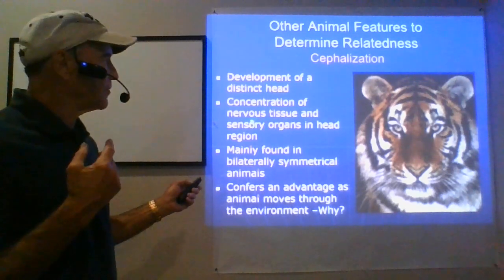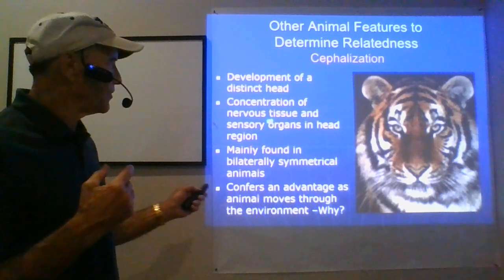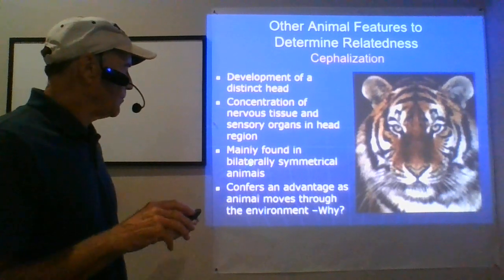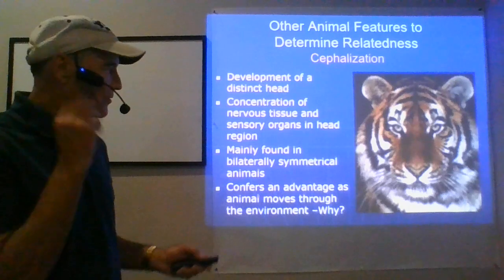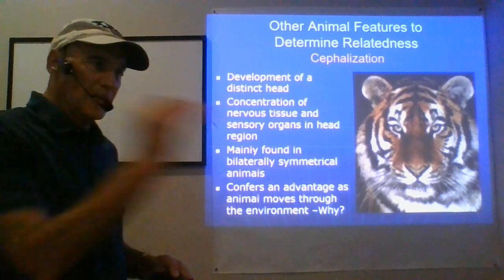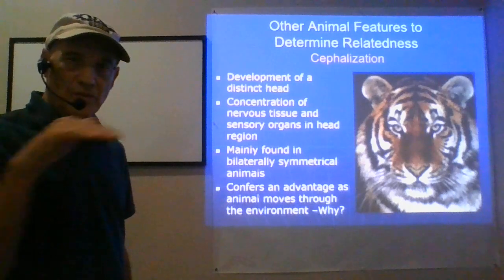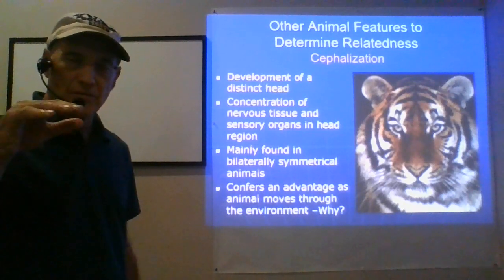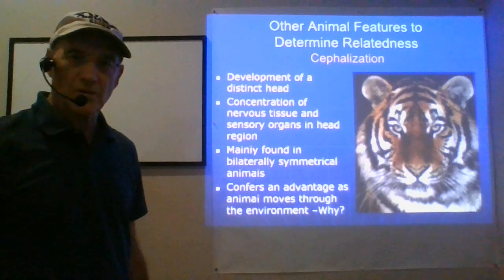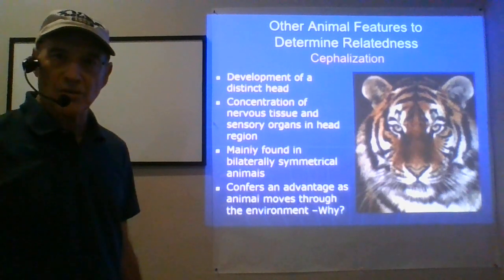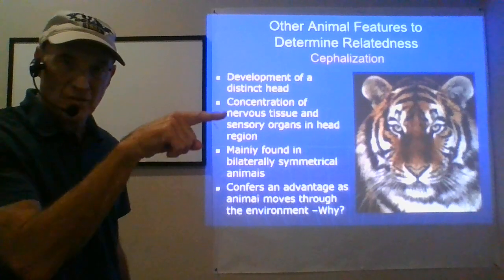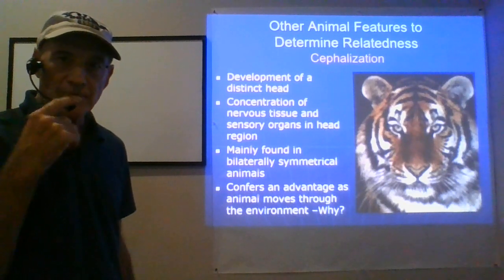A head is typically a concentration of nervous tissue and sensory organs in a common place, mainly found in the bilaterally symmetrical animals. The advantage is that it's facing the direction the animal is moving into the environment. You've got all your sensory organs directed in the direction that you're going, right? You've got your eyes looking this way. You can smell what you're getting into.